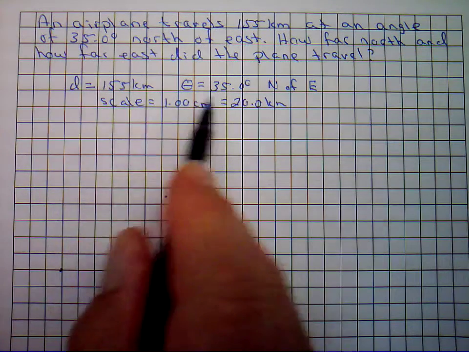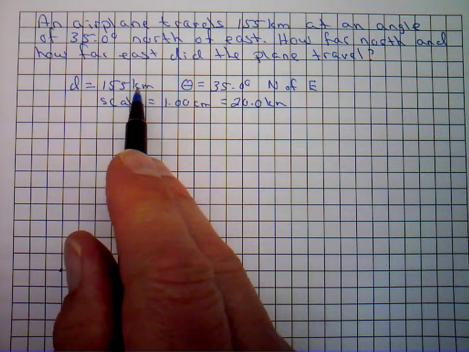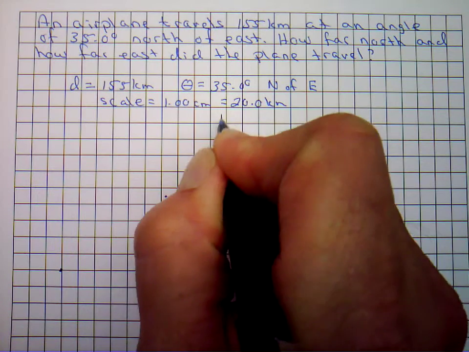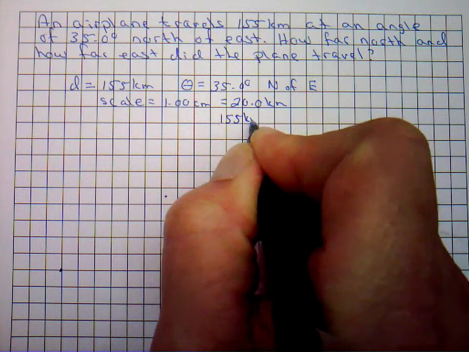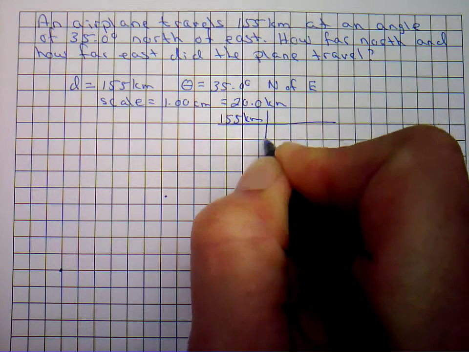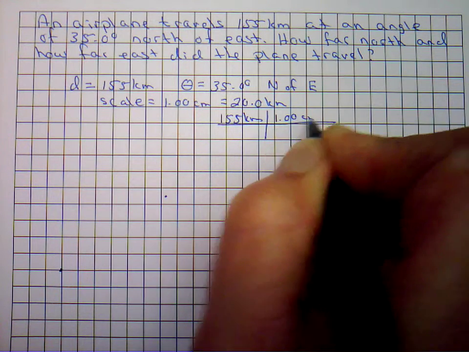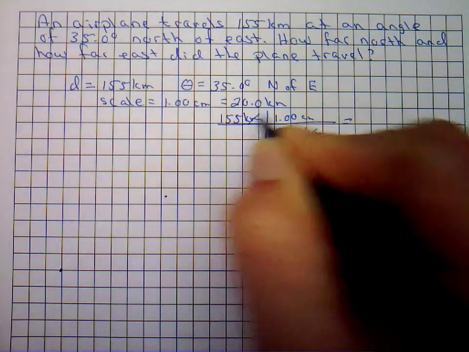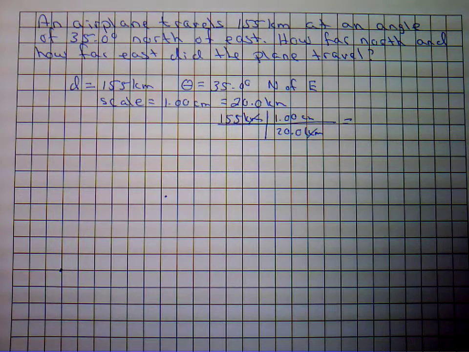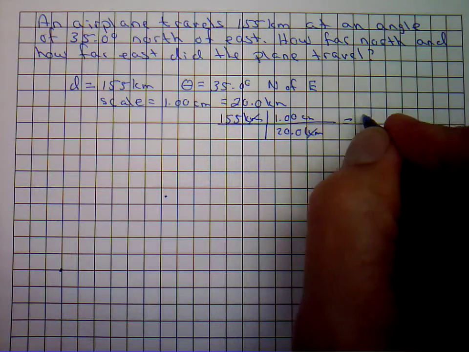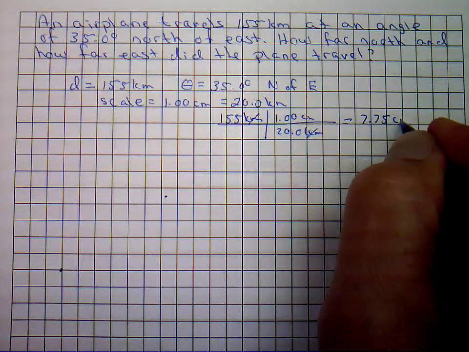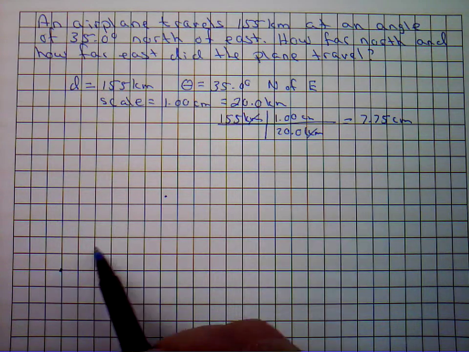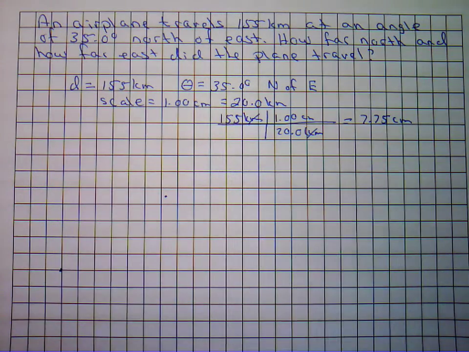So we're going to use our scale to convert 155 kilometers to our scale distance. We have 155 kilometers, times our scale, 1.00 centimeters over 20.0 kilometers. That way kilometers cancel out, and we should get a distance of 7.75 centimeters. So that's the scale distance that we're going to actually measure along that angle.